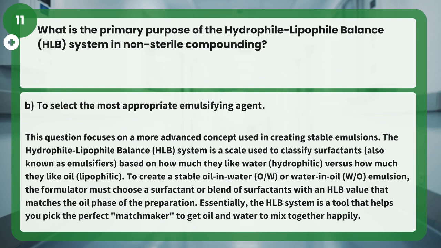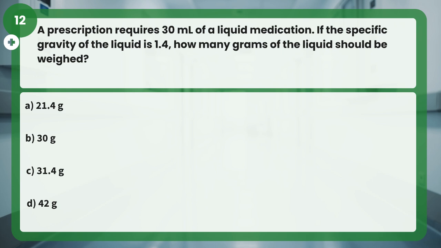To create a stable oil in water, O/W, or water in oil, W/O, emulsion, the formulator must choose a surfactant or blend of surfactants with an HLB value that matches the oil phase of the preparation. Essentially, the HLB system is a tool that helps you pick the perfect matchmaker to get oil and water to mix together happily.